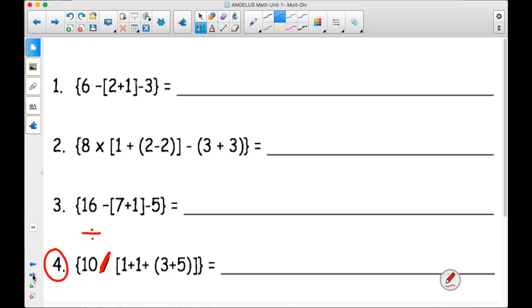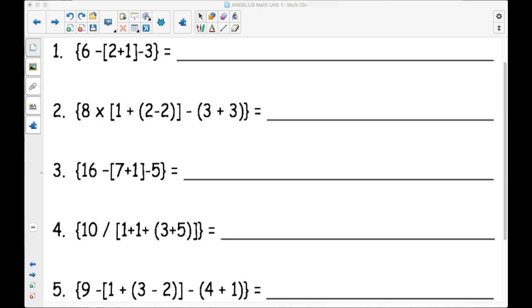All right, let's do 1 through 4. Let's start with the first problem, number 1. In this case, there are only 2 groups. You got a bracket and a brace. Now, there's no parens, so obviously which one are you going to start with? Yeah, the brackets. Because you're always starting from the inside working out. So somebody do it for me. Who wants to get started?